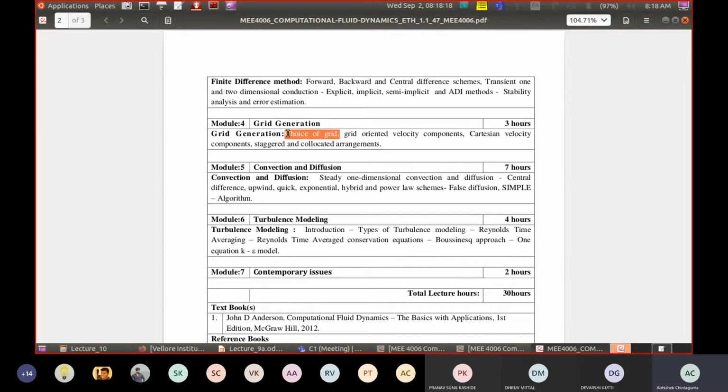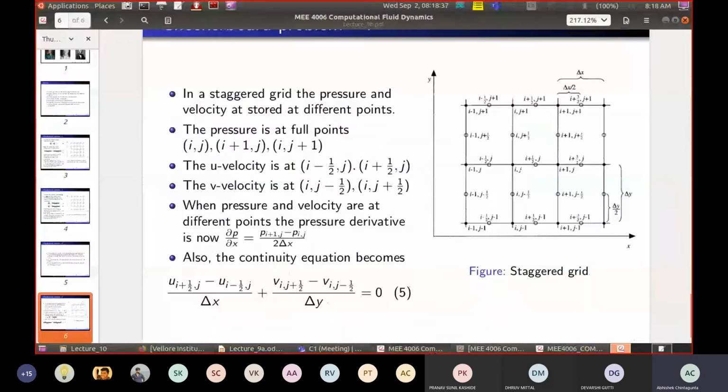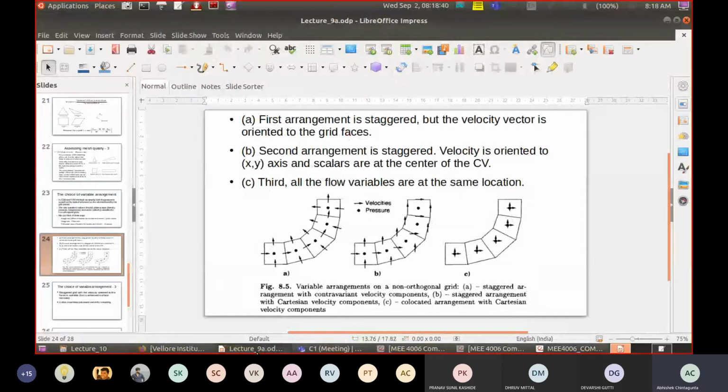Then we have seen that firstly, this part is nothing but grid oriented. This is the first bit. By definition, grid oriented velocity components: your velocity components are aligned to the grid faces. The second is your velocity components are aligned to the system or basis or your axis, that is Cartesian system or polar system or whatever.